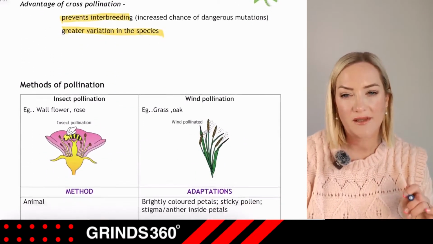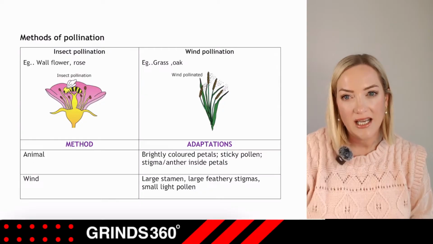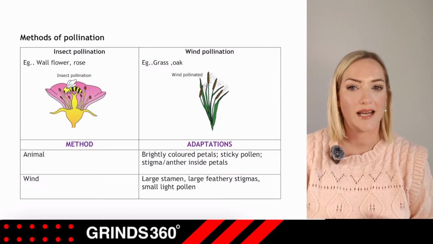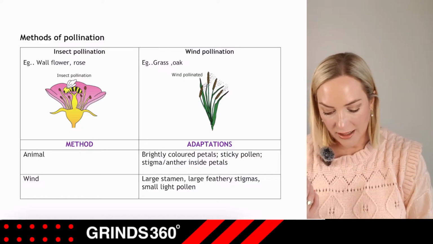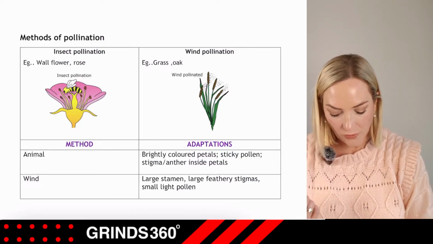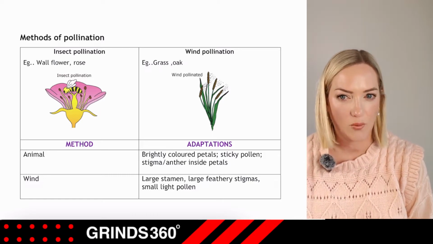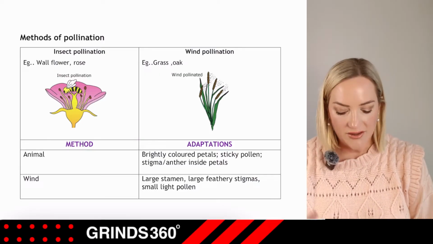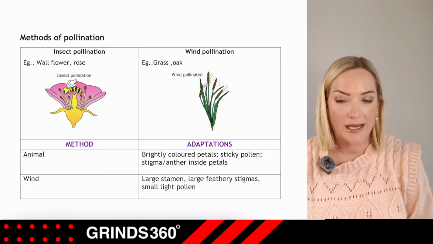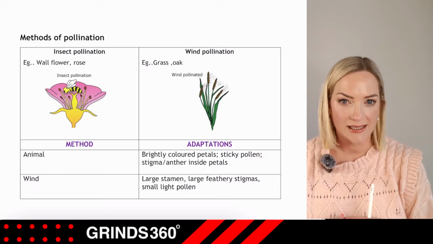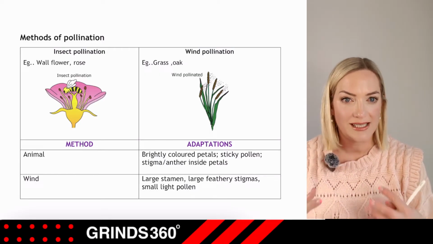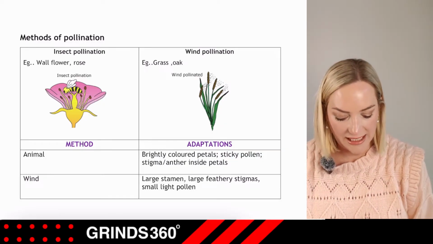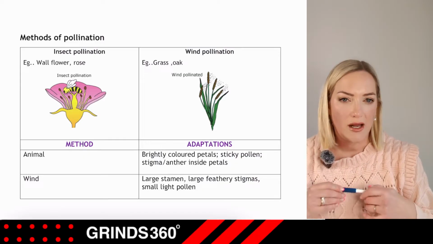Now, there are different methods of pollination that we need to know. Insect pollination is with a nice colourful flower that has petals. So that can be insect pollination. You can have animal pollination, or we can have wind pollination. For insect pollination, our flowers have brightly coloured petals, so that's going to attract the insects. The pollen is sticky, so that will stick on to the insects, and the stigma is then going to be inside the petals.